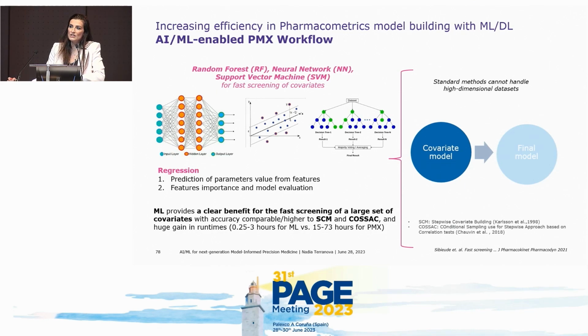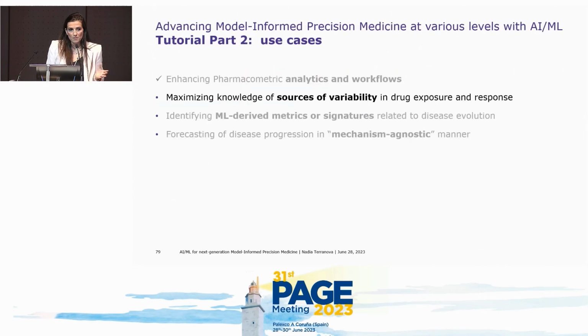So all this speaks to the value of integrating such techniques to advance workflows and pipelines. And in fact, I think you could see that such techniques are being integrated in some of our pharmacometrics software. So basically, we're saying that AI and machine learning can be used for a fast screening of covariates and to really maximize our knowledge about the sources of variability that we do observe.